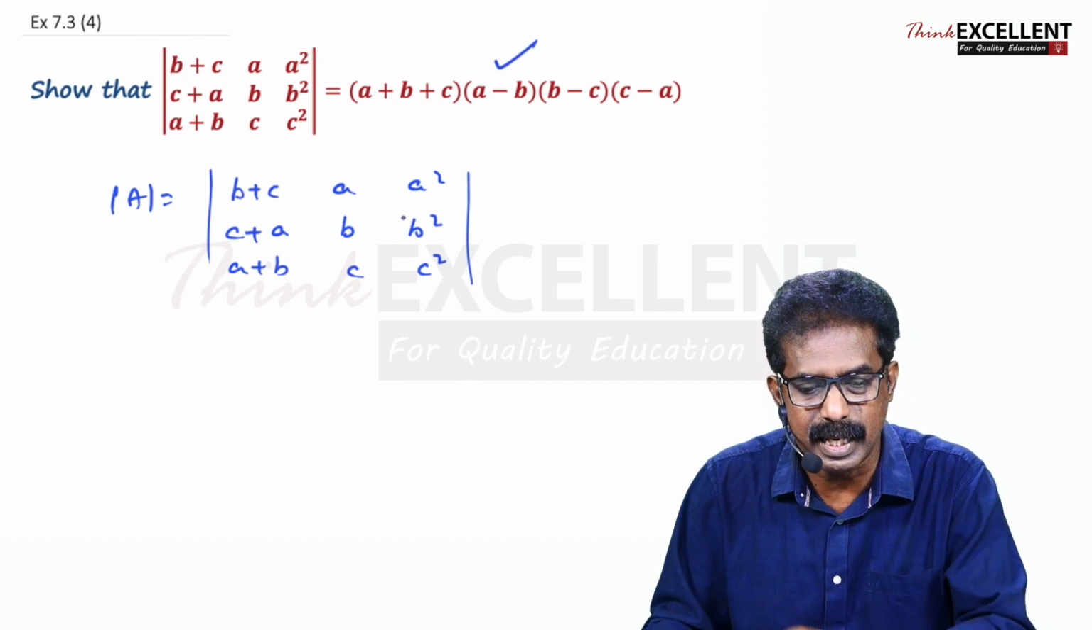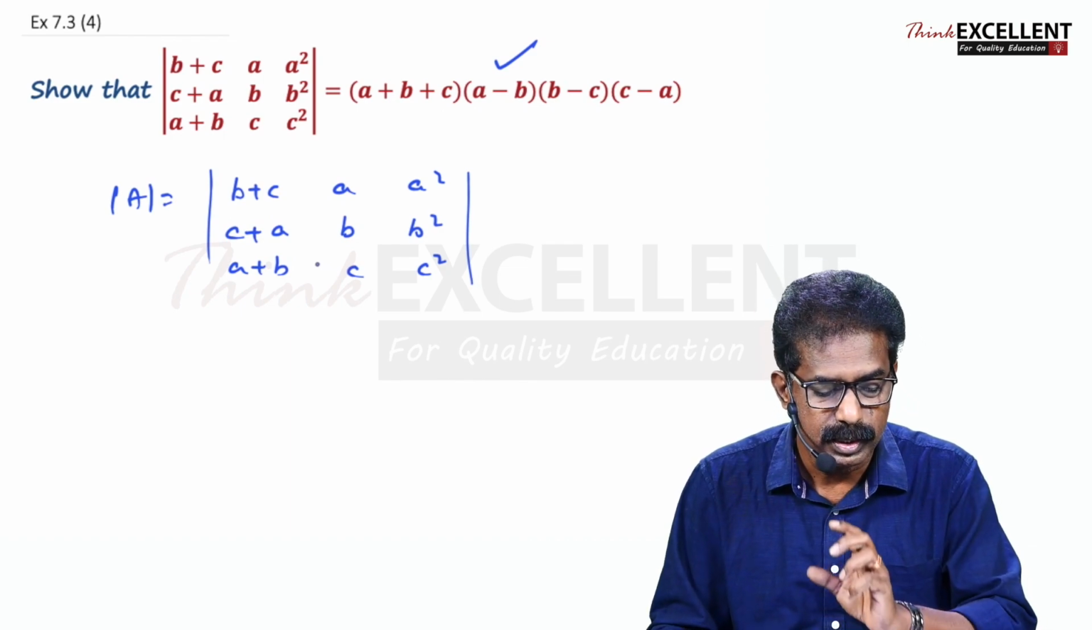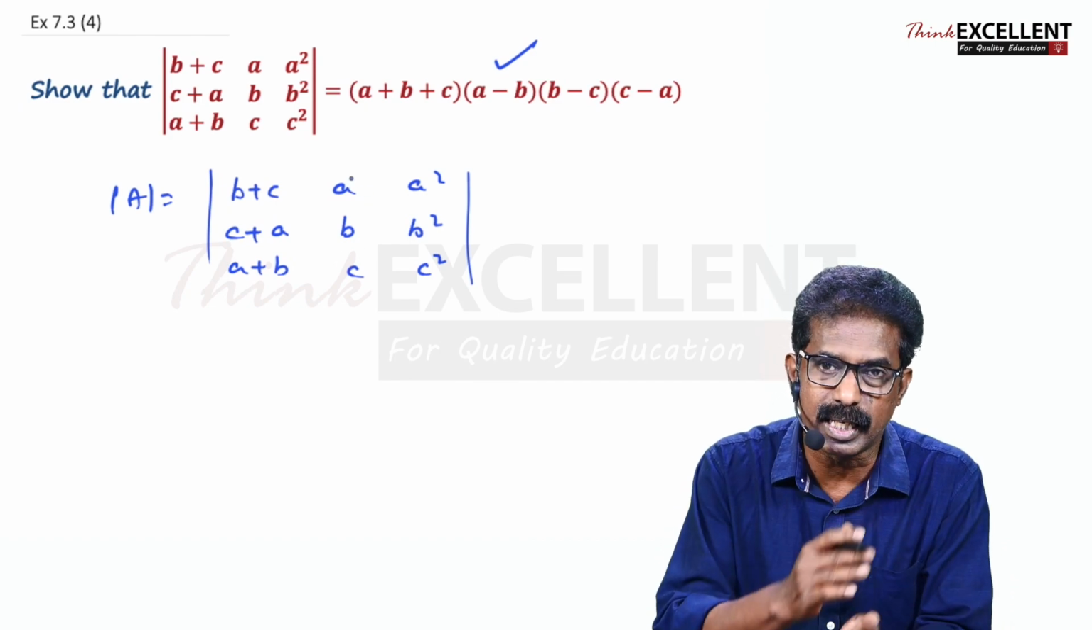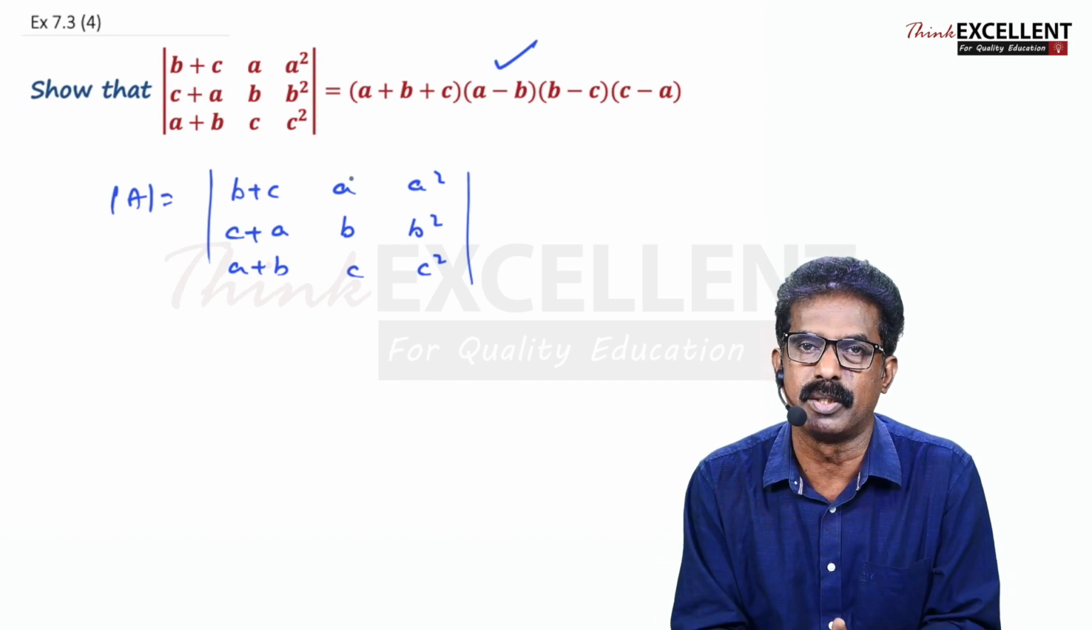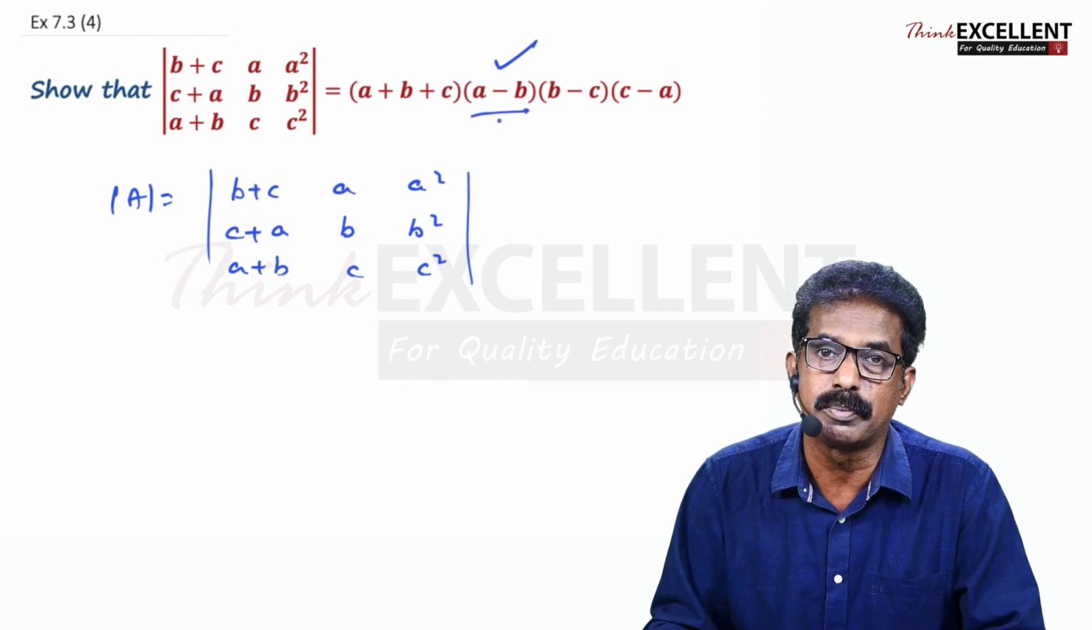Now please listen. A minus B is a factor we are going to try. So this is also cyclic symmetric form only. A, B, C, cyclically, if you rotate, you will get the same determinant only. How can you prove A minus B is a factor? What substitution do you give?